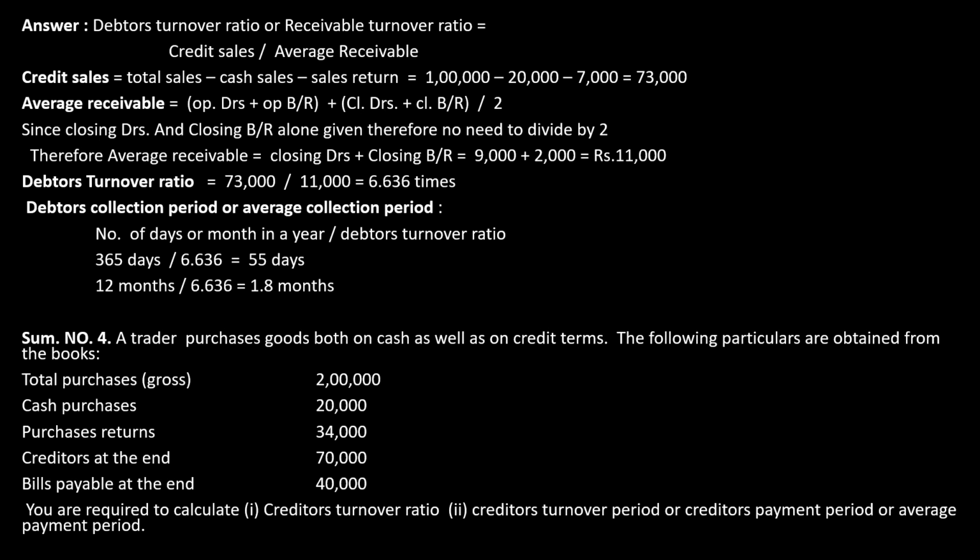Here, the following particulars are given. What are you going to find here? You are given total purchases, cash purchases, purchase return, creditors at the end, bills payable at the end. You are asked to find creditors turnover ratio and creditors turnover period, or creditors payment period, or average payment period. All these three are the same. Okay, the answer is in the next slide.